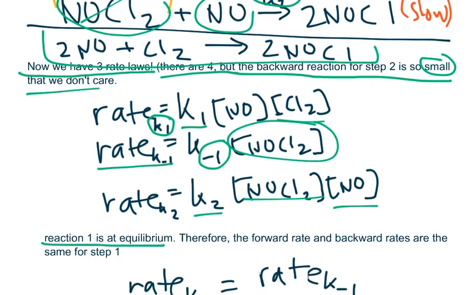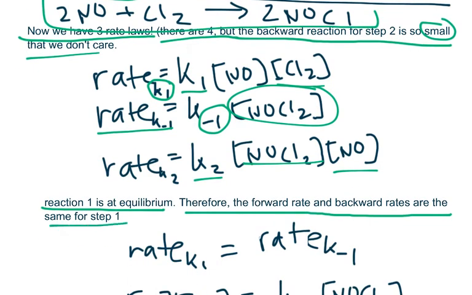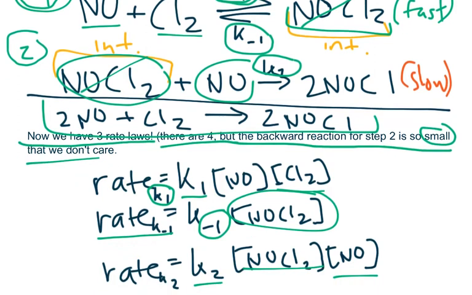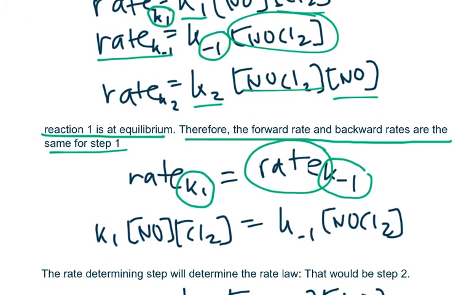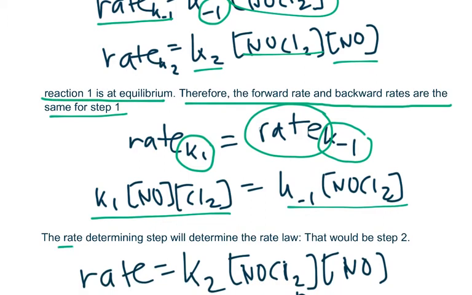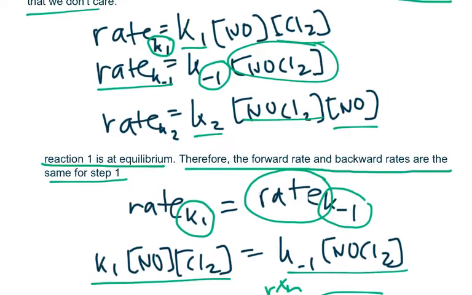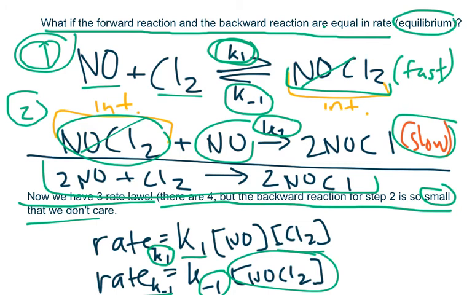Now let's continue. Reaction 1 is at equilibrium. Therefore, the forward and backward rates are the same for step 1. So we could say that the rate of the forward reaction indicated by k1 is equal to the rate of the backward reaction indicated by k-1, since that's what it means to be at equilibrium. You can substitute the rates for the rate laws and you get this is equal to this. Now, we need the rate determining step since we want to know the rate law of the reaction. The rate determining step is the slowest step. That would be step 2 because step 2 is indicated by the word slow.